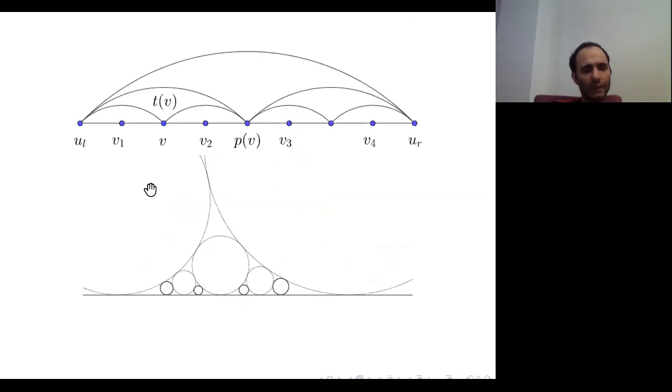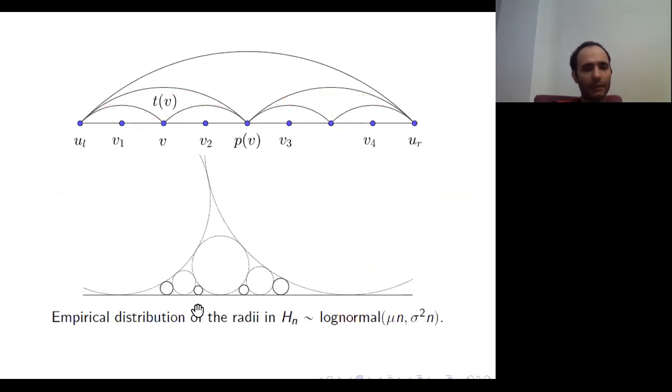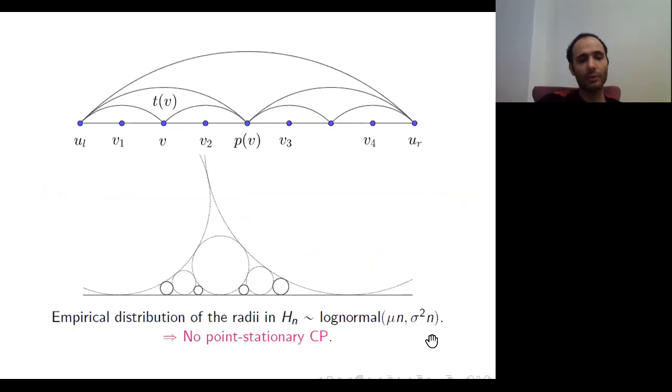Note that the whole construction is determined by the two top circles because the radii satisfy this equation. So if to each triangle we assign two quantities, then the children are defined by multiplying by two matrices. So we will use the central limit theorem for products of random matrices to show that the empirical distribution of the radii in Hn is approximately log normal with large variance. This implies that the ratio of two quantiles converges to infinity, and so there is no point stationary CP.